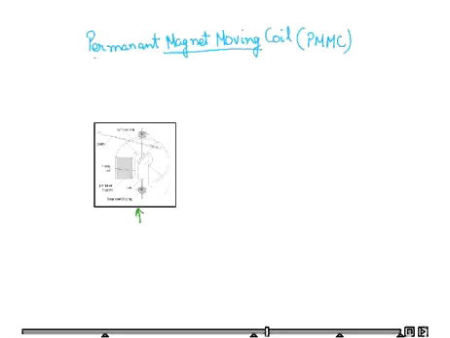Now here there is a permanent magnet seen here. It is the permanent magnet. Moving coil. This is a coil which is going to move. The magnet is permanent and it is stationary. Now this is the core, this is the pointer.